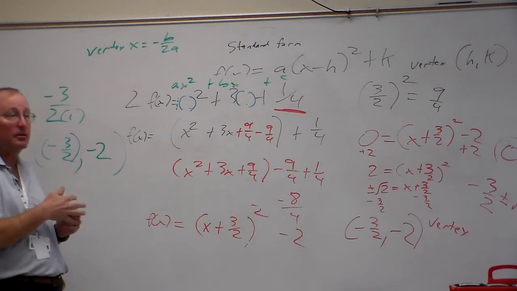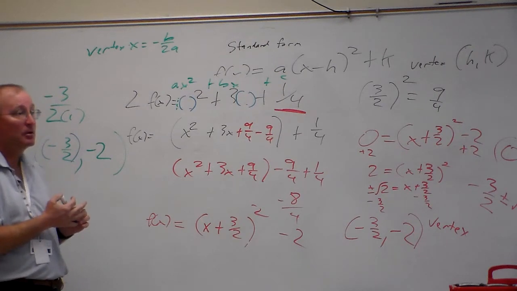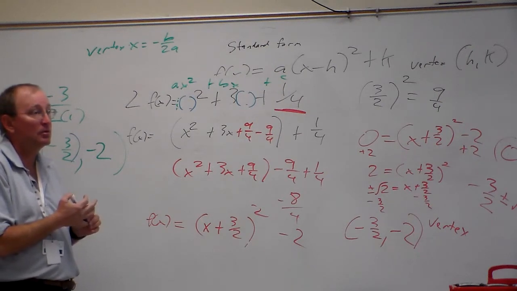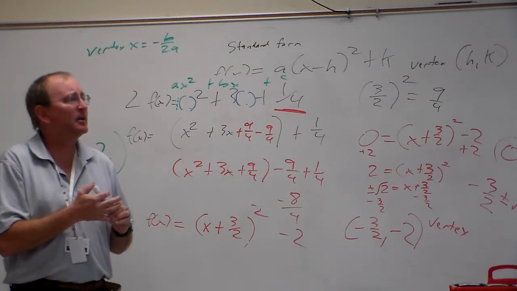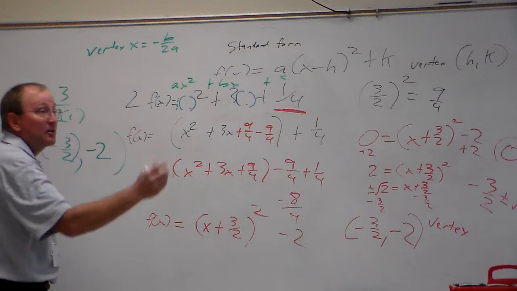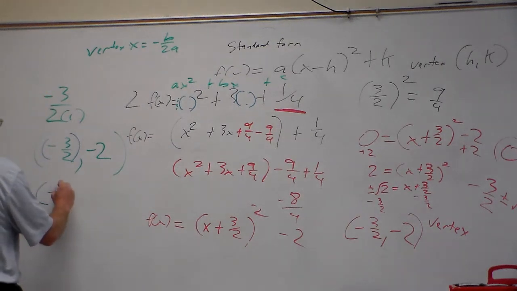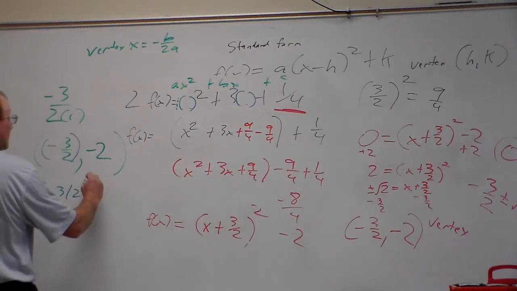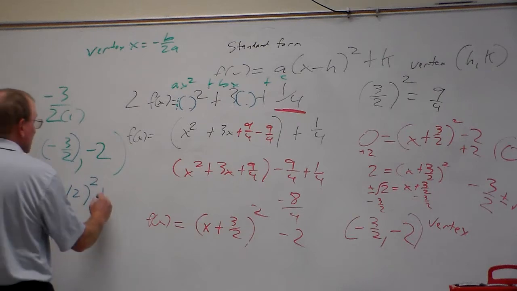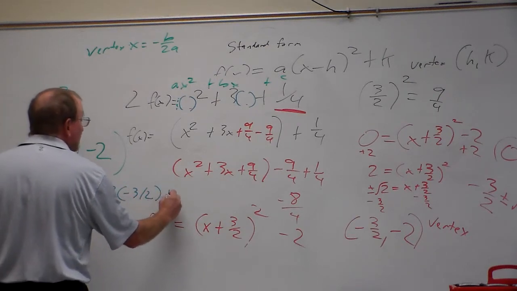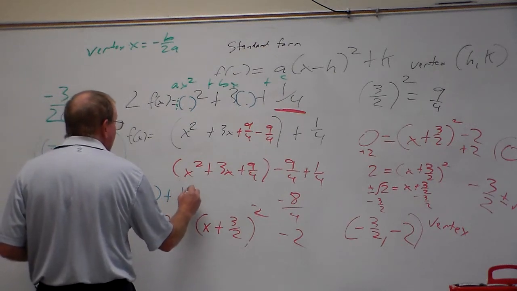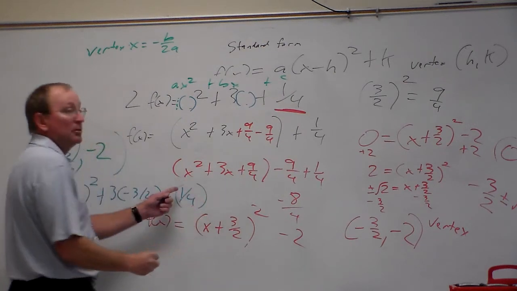To type it in the calculator, I would go parentheses, negative 3 divided by 2, close parentheses, squared. Plus 3, parentheses, negative 3 divided by 2, close parentheses, plus, and I would do 1 divided by 4 in parentheses also.